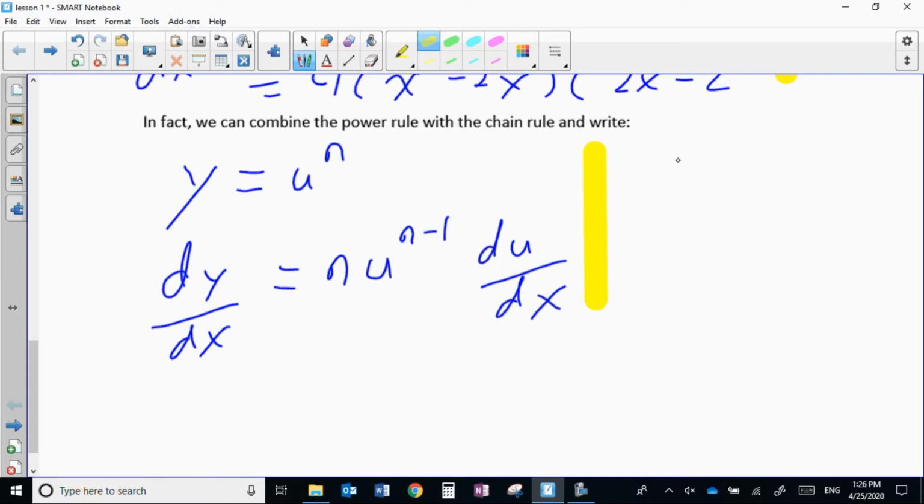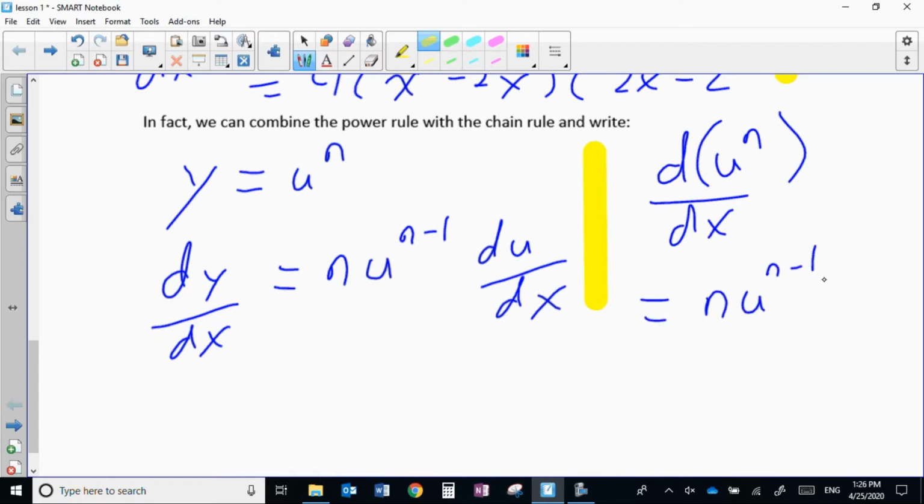You also see something like this. You'll see d/dx of u^n, like this. Notation is common too. That is equal to n u^(n-1) times du by dx.